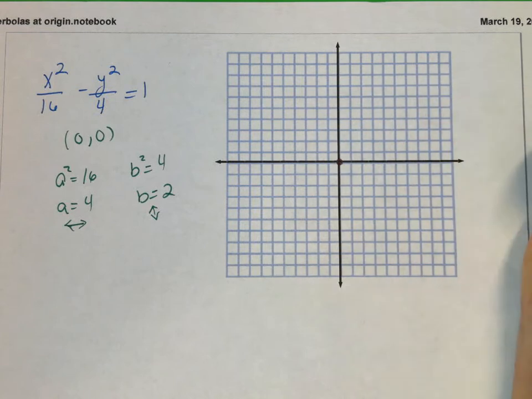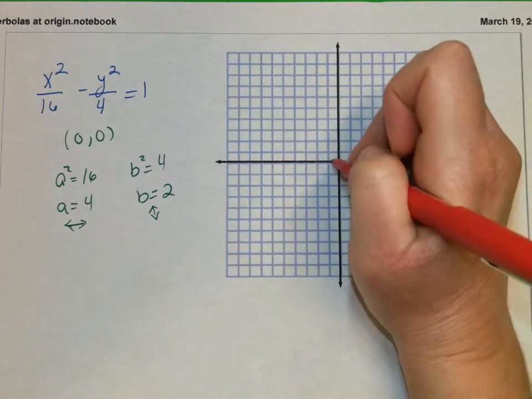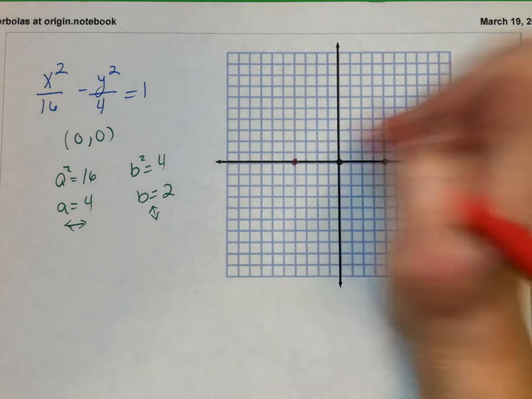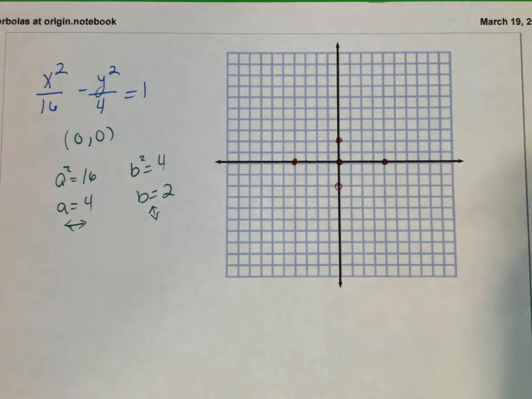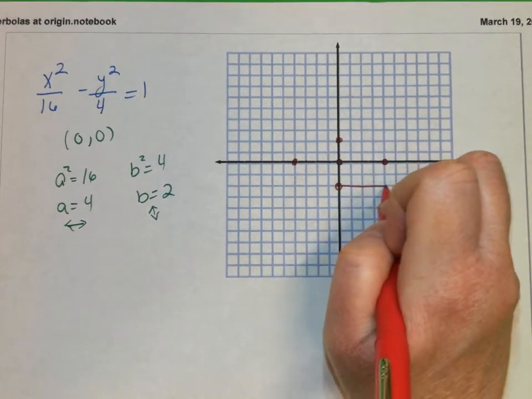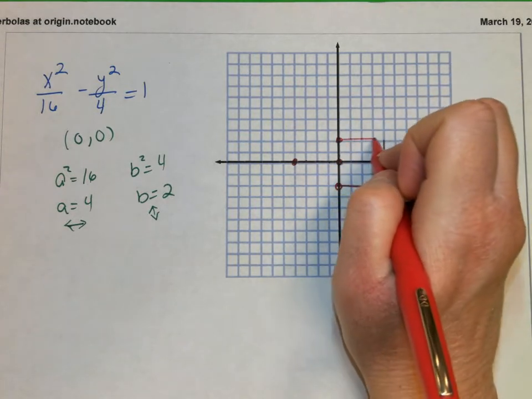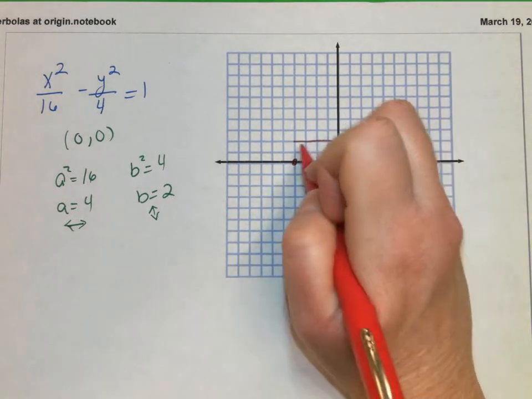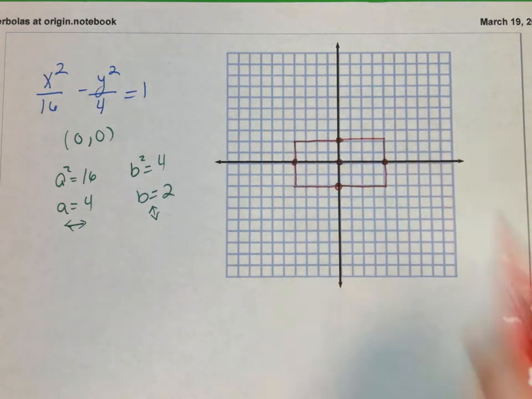All right, so I'm going to start at 0, 0. I'm going to go 1, 2, 3, 4 to the left, 1, 2, 3, 4 to the right. I'm going to go up 2, and I'm going to go down 2. And then I'm going to make a box out of those right there, just like this. Notice they're the midpoints of my box. Okay, so far so good.